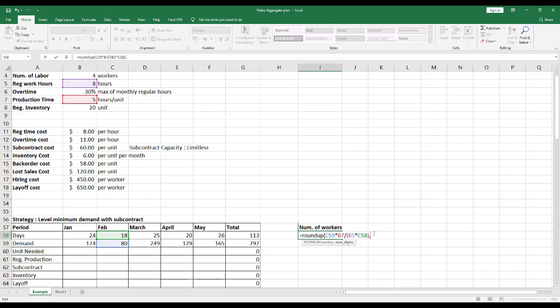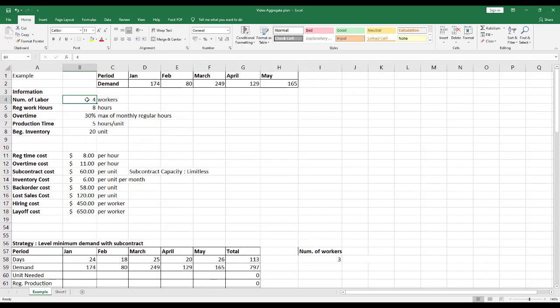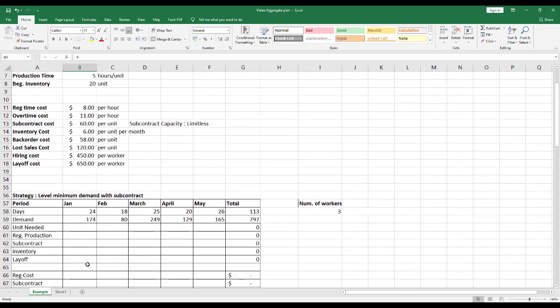Because of the assumption in the example, we have to round up the number of workers, the production units, and also the overtime units. Now we got 3 workers. Because currently there are 4 workers, we have to lay off 1. If it is 5 workers, then you have to hire 1. So it depends on the number of workers needed to fulfill the minimum demand.